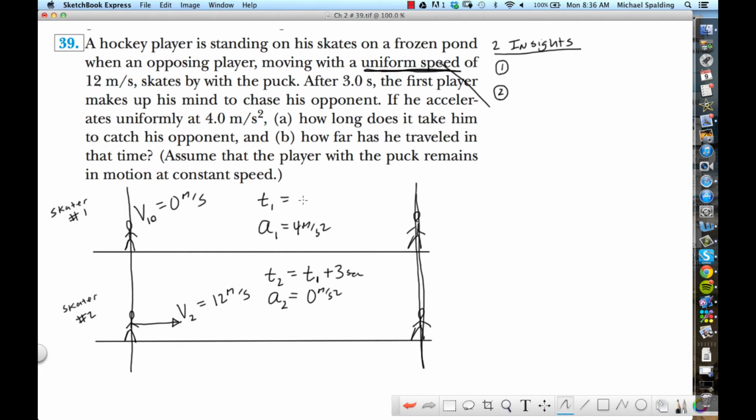Now, what can we say about T1? T1 is going to be equal to T2 minus 3 seconds. And notice that these two equations are algebraically the same thing. So that's the first insight. The first insight is that we have to deal with time. Time 1, time 2, they're not equal. What is the second insight into this problem that you must have? If you don't have this insight, you're not going to solve the problem.